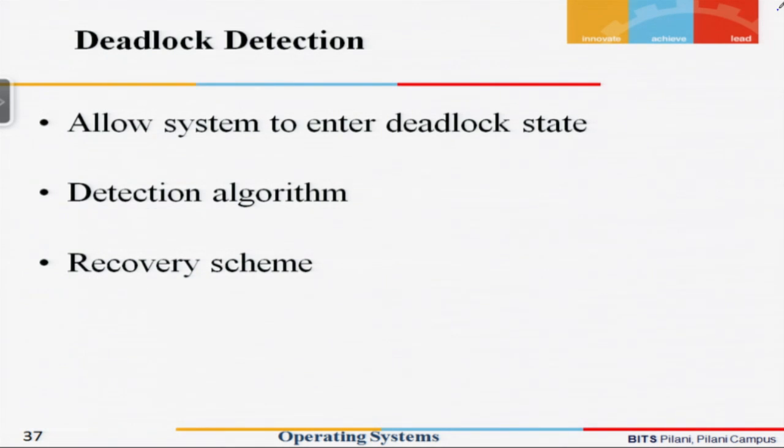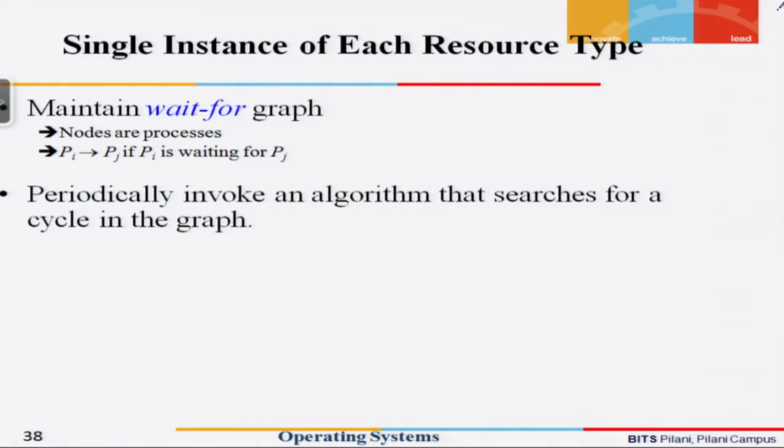But nonetheless, let us look at a last approach, which is deadlock detection. In this case, we are saying allow the system to enter into a deadlock state and then detect the deadlock. So we need to have a detection algorithm, and having detected the processes which are in deadlock, we should devise a recovery mechanism. Let us try to see how the whole thing would work out.